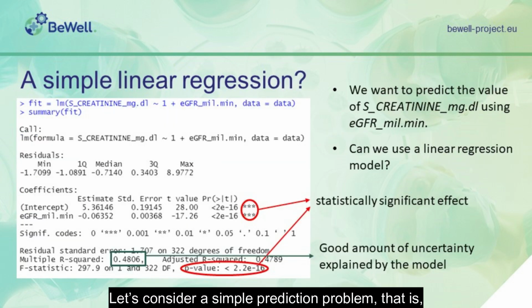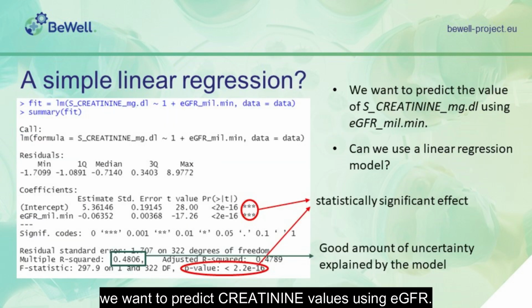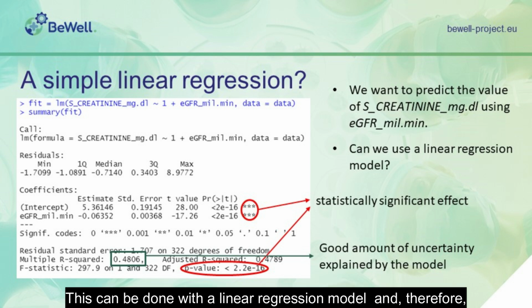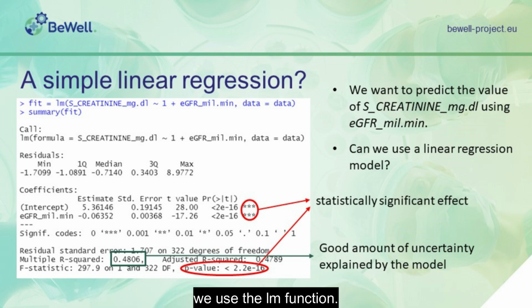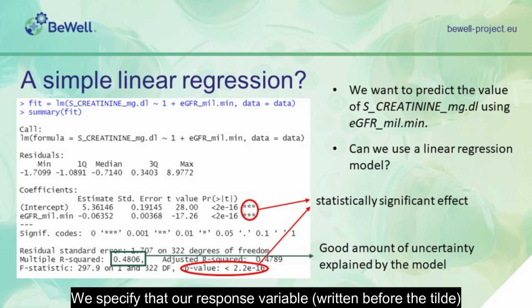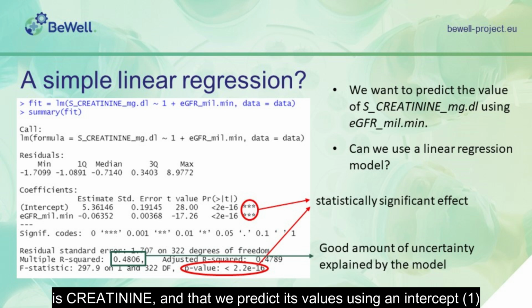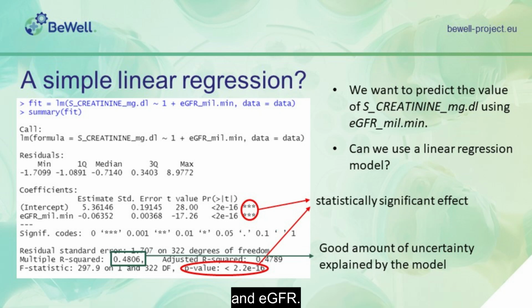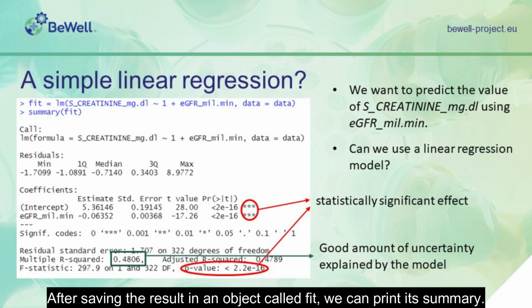Let's consider a simple prediction problem, that is, we want to predict creatinine values using eGFR. This can be done with a linear regression model and, therefore, we use the lm function. We specify that our response variable, written before the tilde, is creatinine, and that we predict its values using an intercept, 1, and eGFR. After saving the result in an object called fit, we can print its summary.